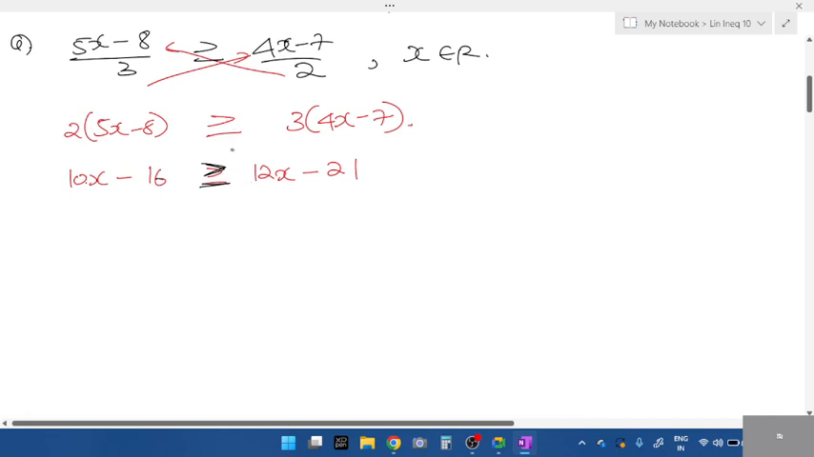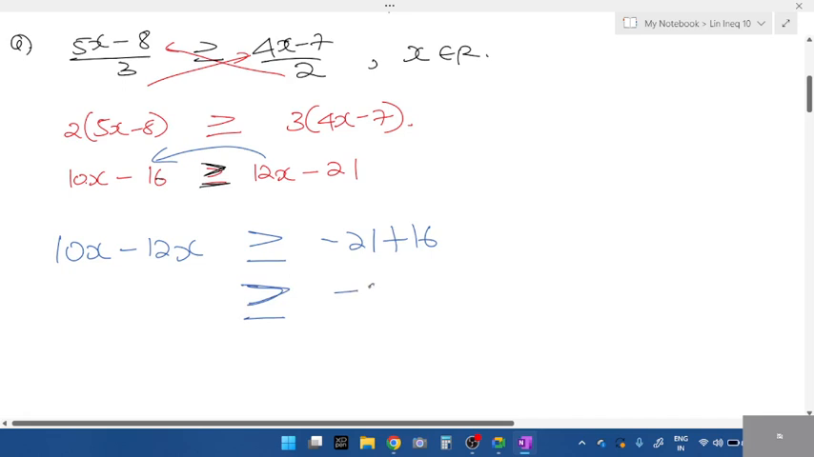See, in the question it is given greater than or equal to. How do I solve this question? Which one do I have to shift? If 12 goes to the other side, it becomes minus 12. Are we dividing anything or multiplying? No, right? So the sign doesn't change. Minus 21 plus 16. How much is minus 21 plus 16? Minus 5. Yes, minus 5.